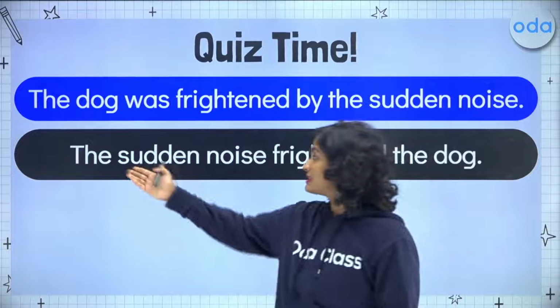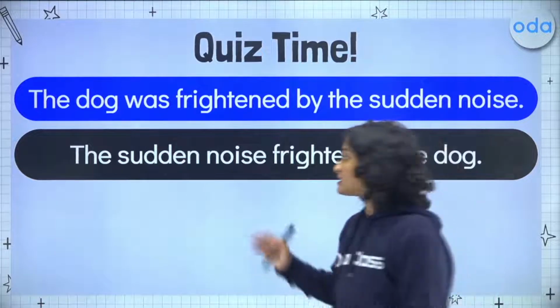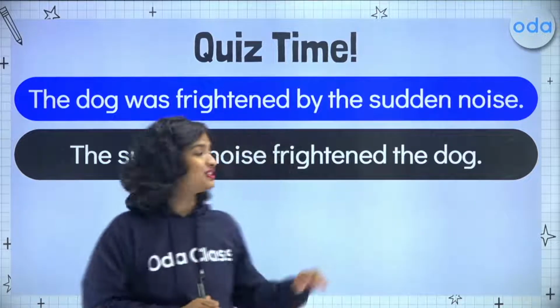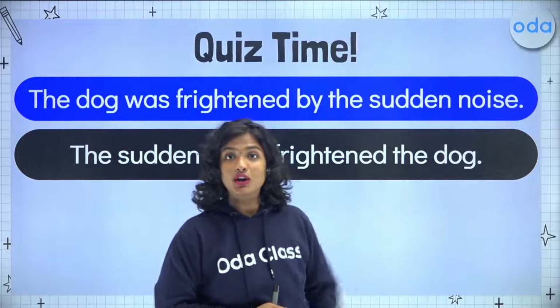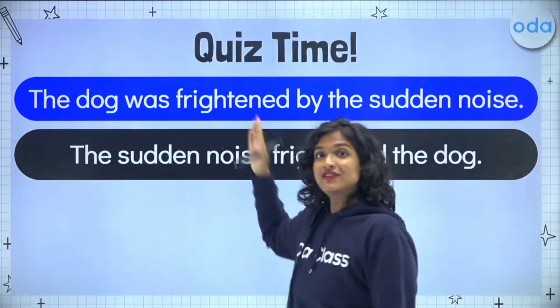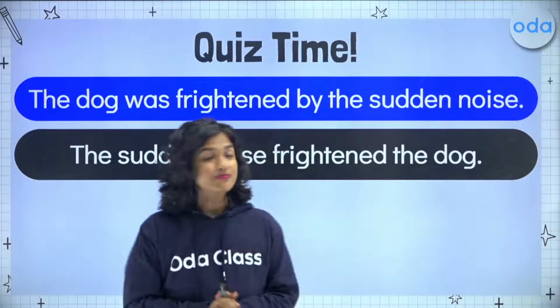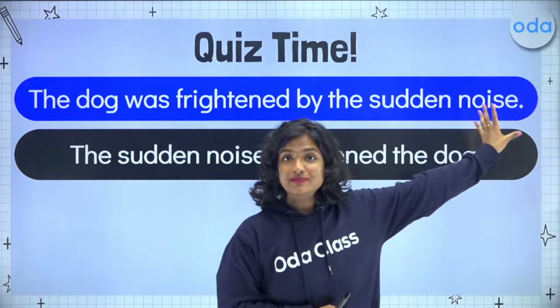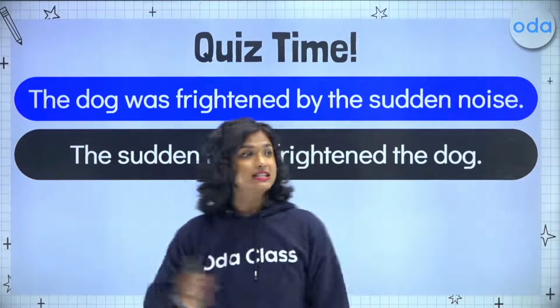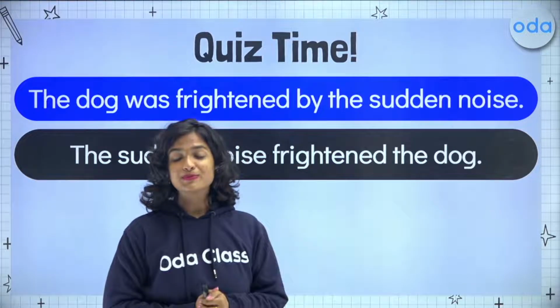Notice here, students, the sudden noise, our subject, has performed the action of frightening the dog. So here, passive becomes active. Do we notice this, students? By the sudden noise becomes the sudden noise frightened the dog.